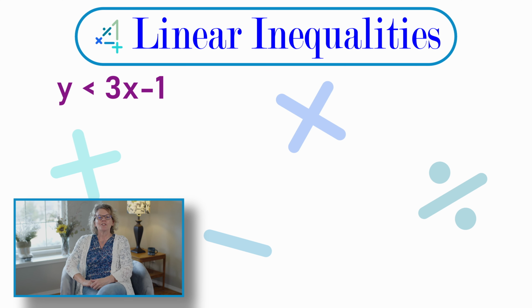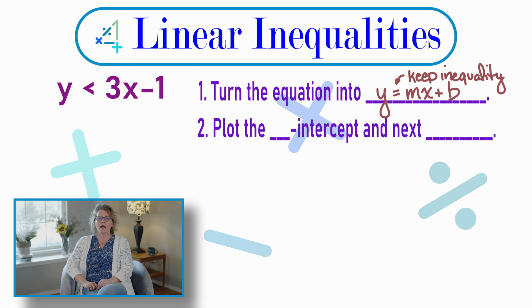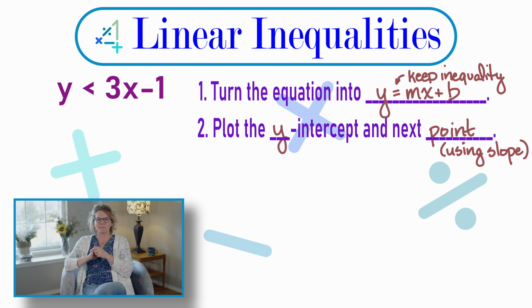Step 1, turn the equation into the form y equals mx plus b, our handy-dandy slope-intercept form, if it's not already like that. But keep that inequality sign, no need to turn it into an equal sign. Step 2, start to draw your line the way that you know how to. Plot your y-intercept and then go to the next point with your slope. Don't draw the line through it yet.